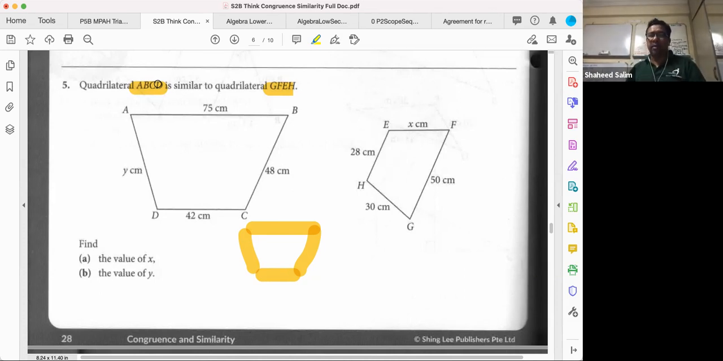You got to ask yourself, what's the ratio first? After you redraw, what's the ratio? This one you can give a decimal. They give you the answer.